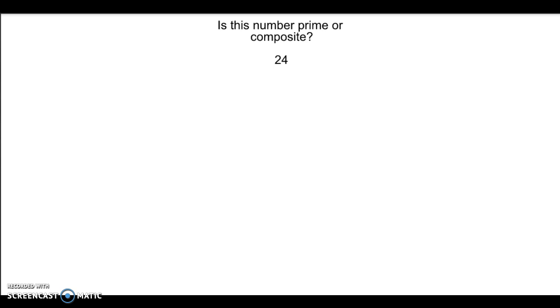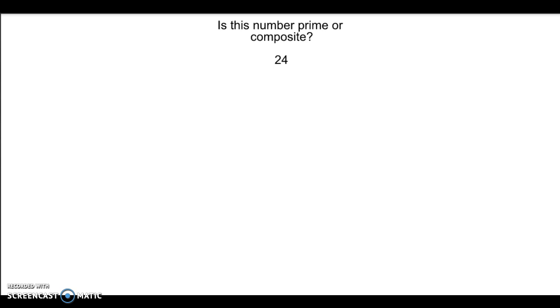So think of the number 3, right? The only way to make 3 using multiplication is 1 times 3. It only has two factors. That means it's prime. But other numbers have more than two factors, and we call those numbers composite.